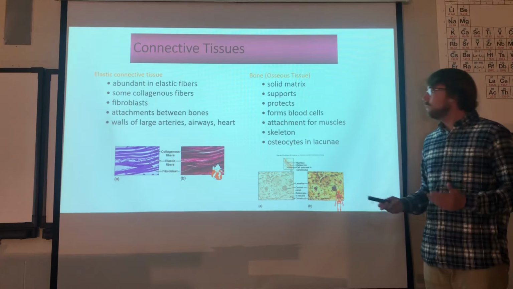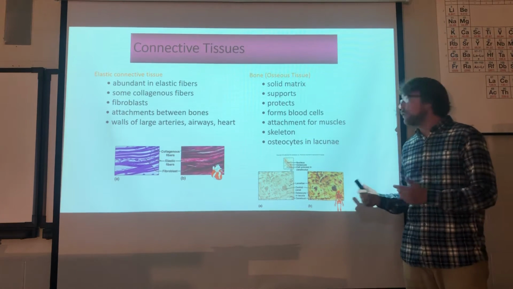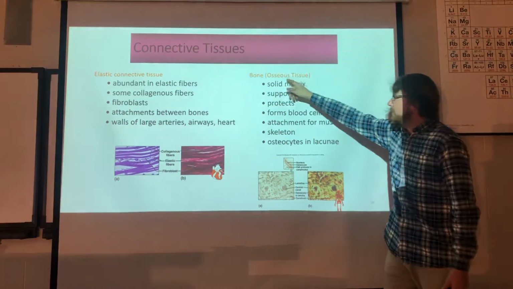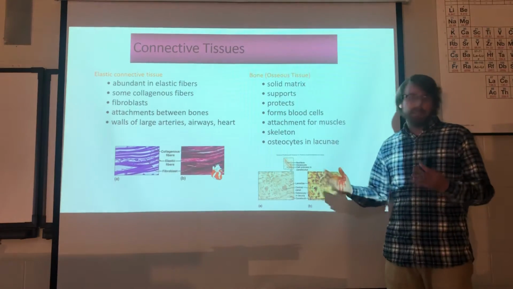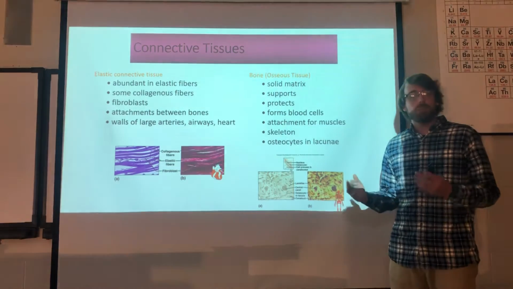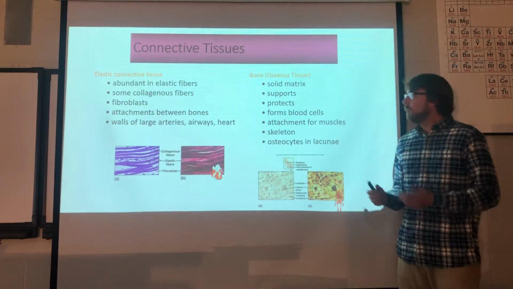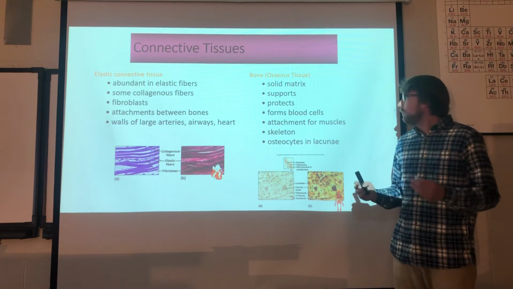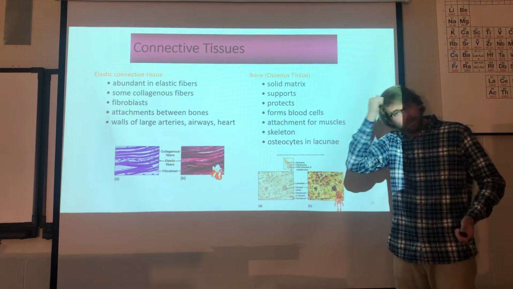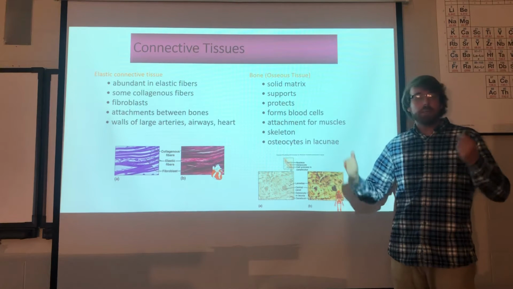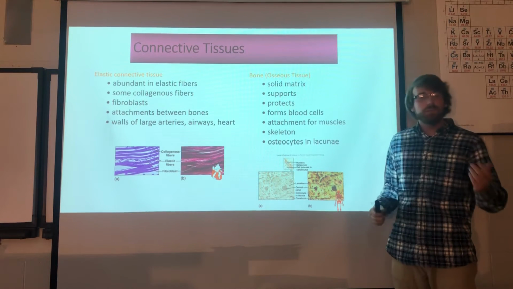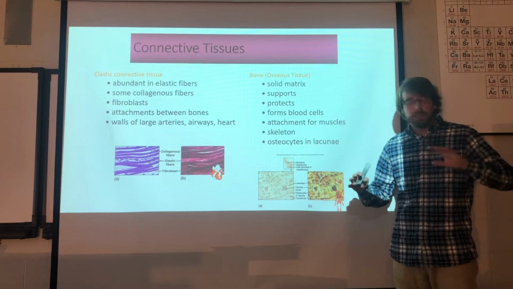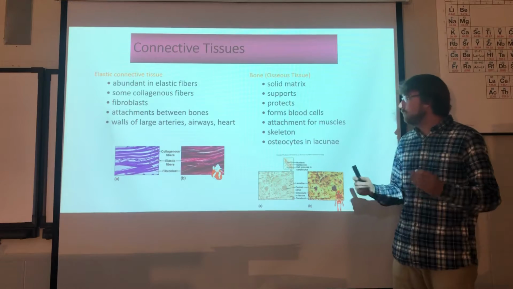Next, we have bone, which is also known as osseous tissue. If you see words that start with osse, that is going to indicate that they have a relationship to bone. So, bone is different from all the tissues we've had prior because it has a solid matrix. The matrix is solid instead of being fluid or gel or near gel like a tendon. It has a solid matrix.